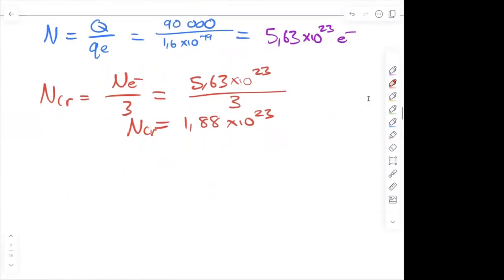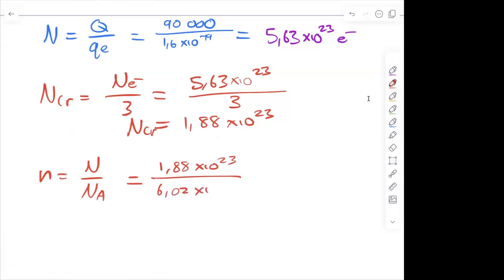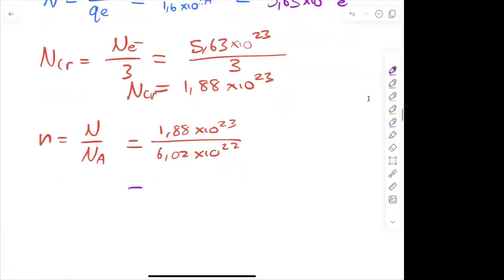Given the number, that equation is going to be n equals number divided by Avogadro's number. In that case, the number we're given is 1.88 times 10 to the 23 divided by 6.02 times 10 to the 23. That's Avogadro's number, a number that we should all know very well. Plug that into our calculators and you should get an answer of 0.31 moles. That's my number of moles.